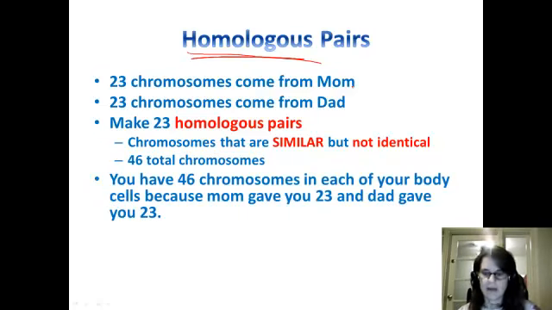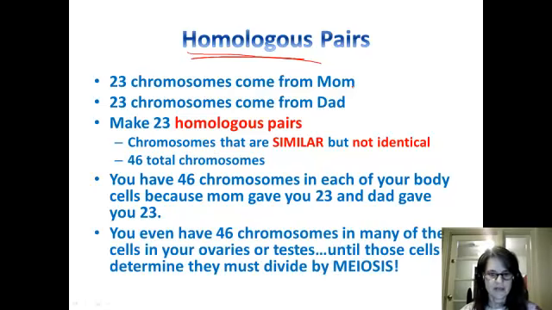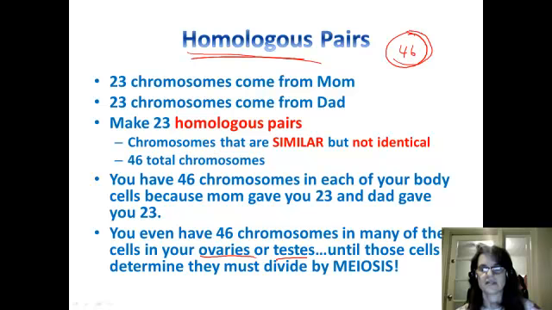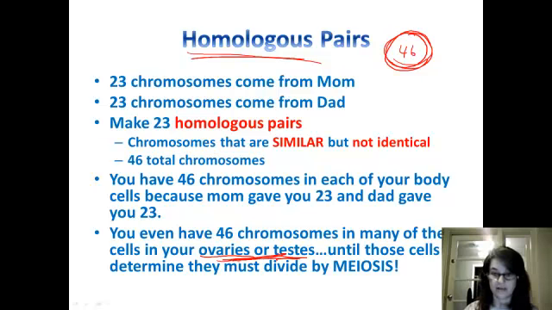Mom gave you 23, dad gave you 23. Now, this last bullet, please note that every one of your normal body cells has 46 chromosomes. Even the cells in your ovaries and testes have 46 chromosomes in them. It's just that at some point, the cells in your ovaries or testes are going to do something that cells in your skin are never ever going to do.